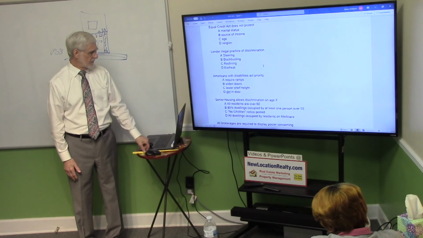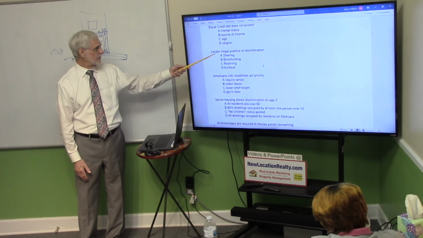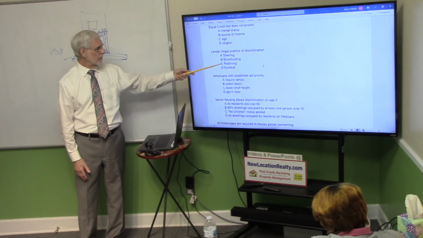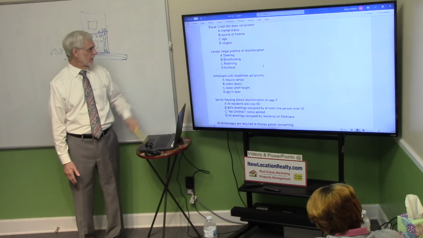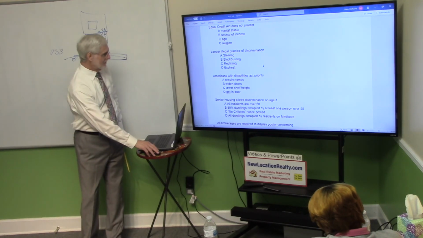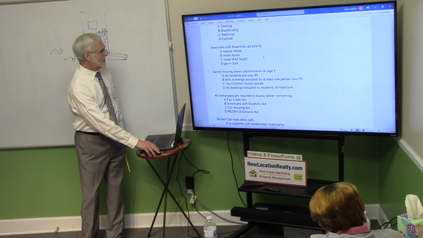Redlining. Yeah, redlining is the lender. That's going to be redlining. These two are broker. And that's not even on the list. No, because they cheated. Yeah, they cheated you.